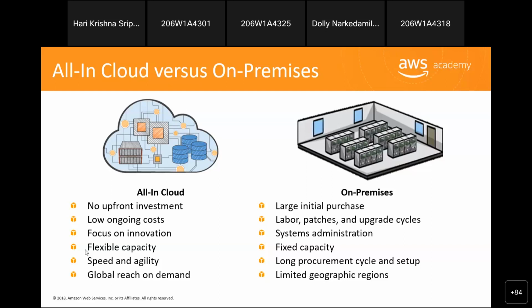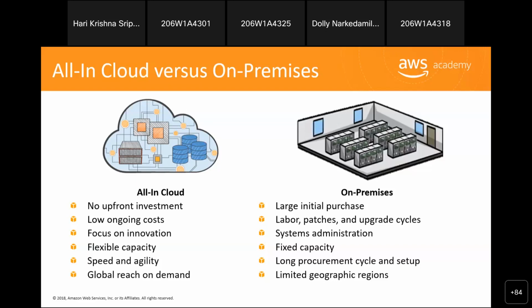And next comes flexible capacity. Just now we were discussing the IPL match. Flexible capacity: suddenly 10 lakh people will be there, and suddenly the number will increase to 1 crore people. How will you handle this capacity? That is very easy using AWS. Suddenly this 1 crore people will reduce to 10 lakh people, so you need to remove your excess servers.